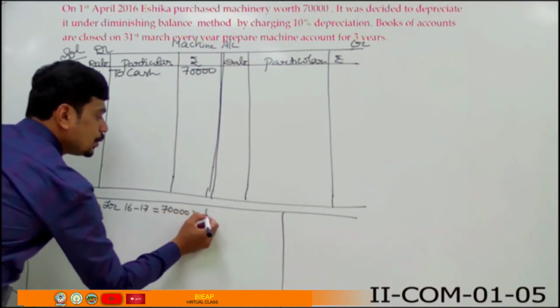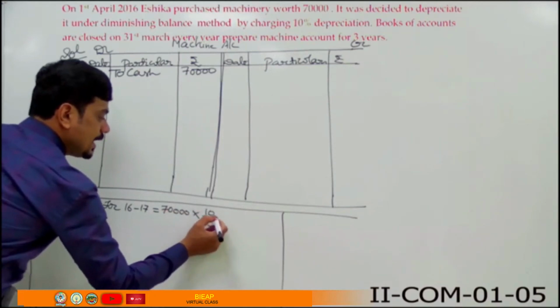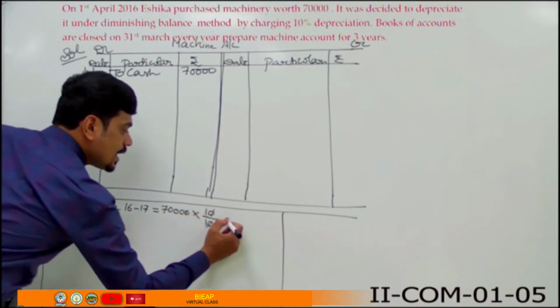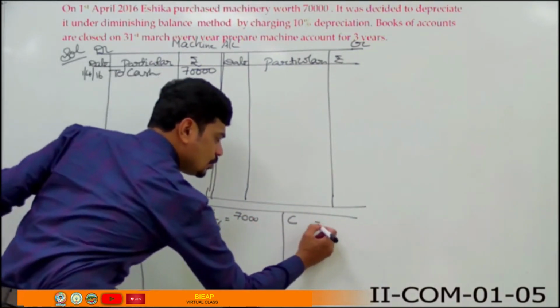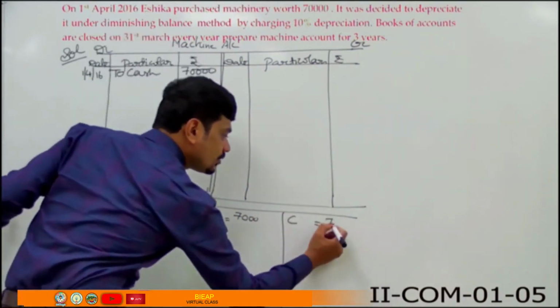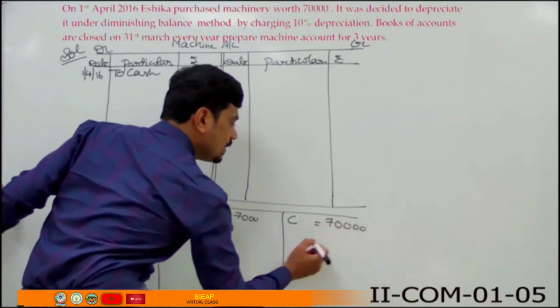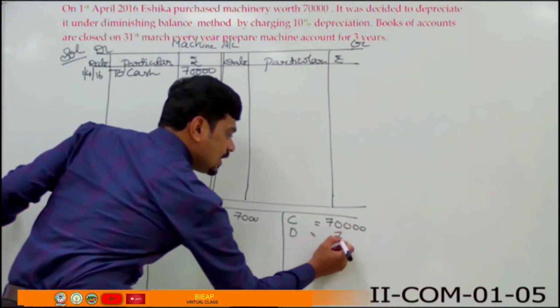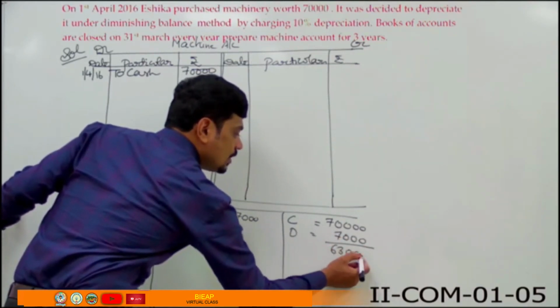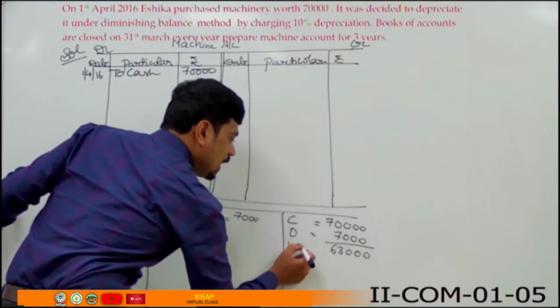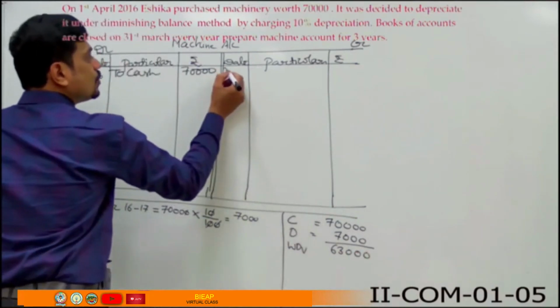70,000 into 10%. 10 by 100 cancelled. I got 7,000. Immediately go to the second hand, that is your right hand side. Cost 70,000, depreciation 7,000, written down value 63,000. Written down value. Come and post.